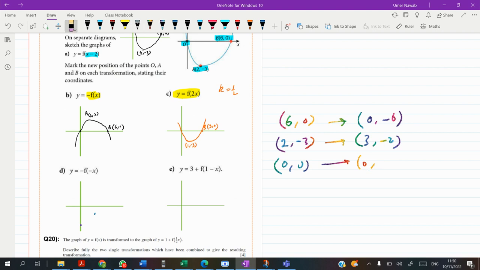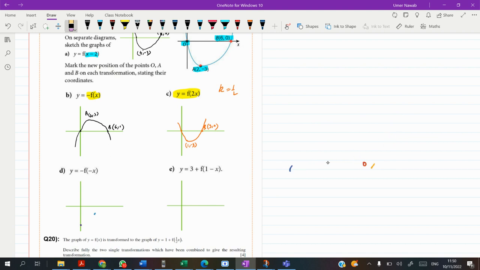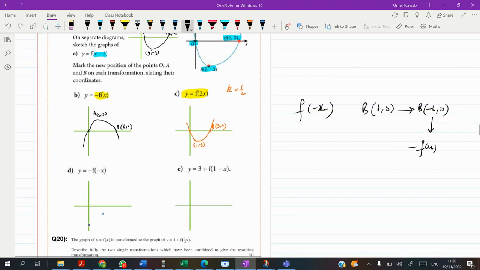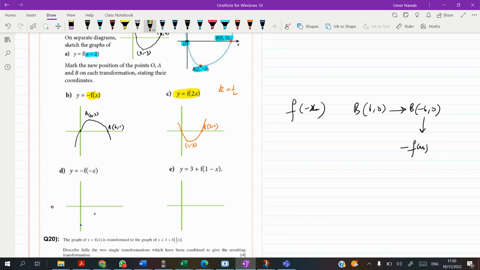Let me check it. I think we need to do transformation one by one. First, I have f of minus x. So I'm changing the sign of the input. So 6, 0 will become minus 6, 0. When I do minus f of x, so minus 6, 0 will stay as minus 6, 0. That's why the problem was happening. So the point is here. So minus 6, 0. Clear?